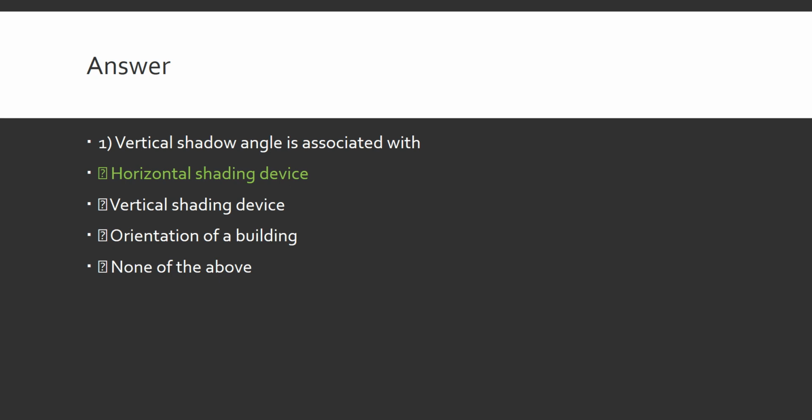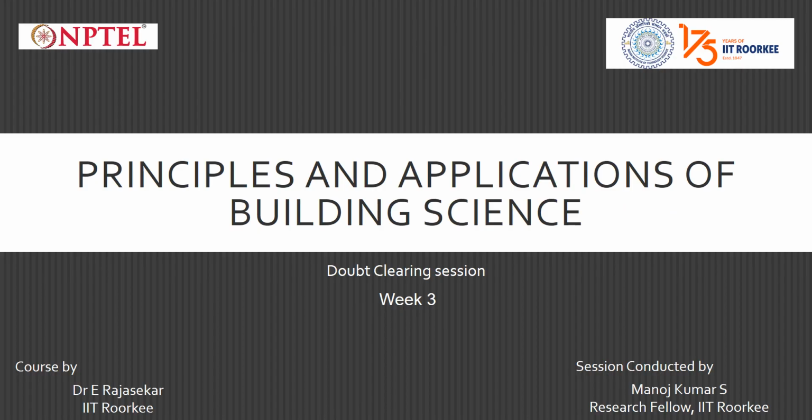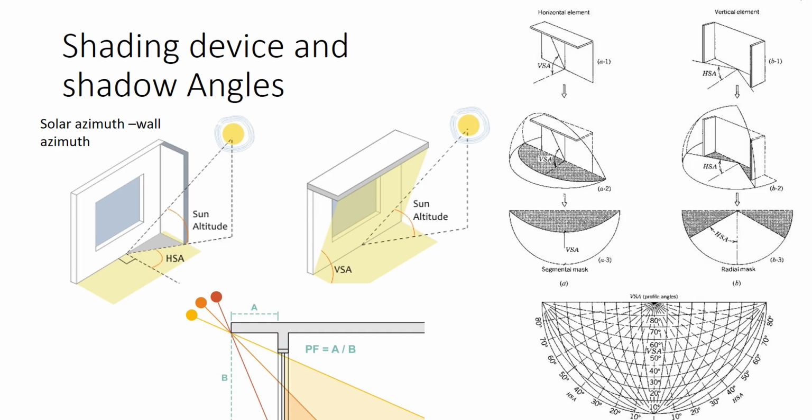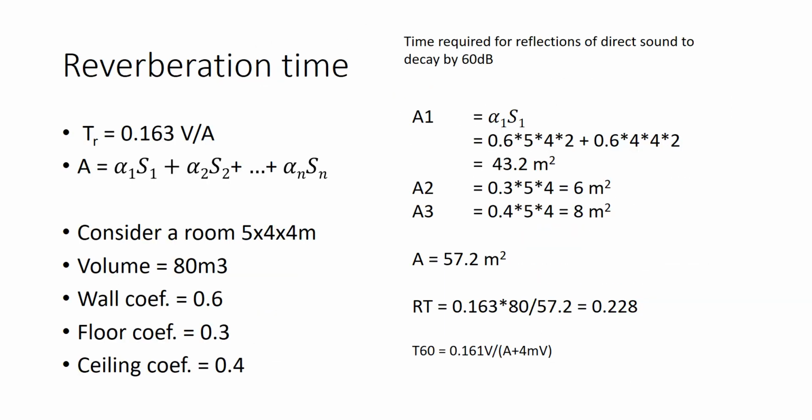Next one, in a solar chart, what do the radial lines represent? Speaking of solar chart, I hope you remember the chart. This protractor almost shows the same thing. Even this has a solar chart. Here, what do these radial lines show, and there will be concentric circles. What do they show? You have to keep that in mind.